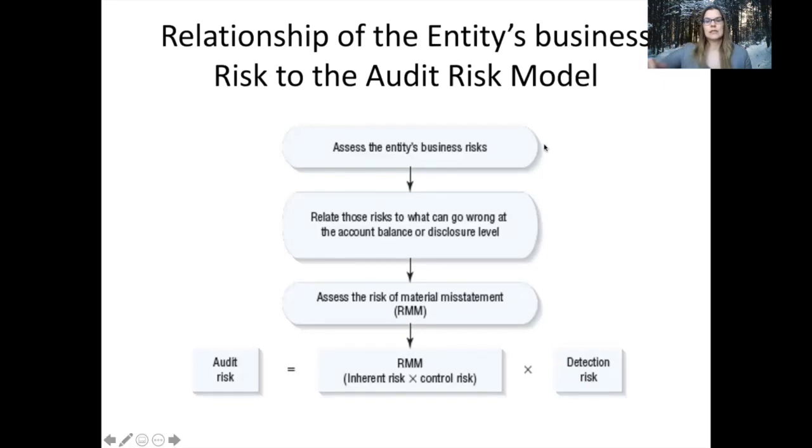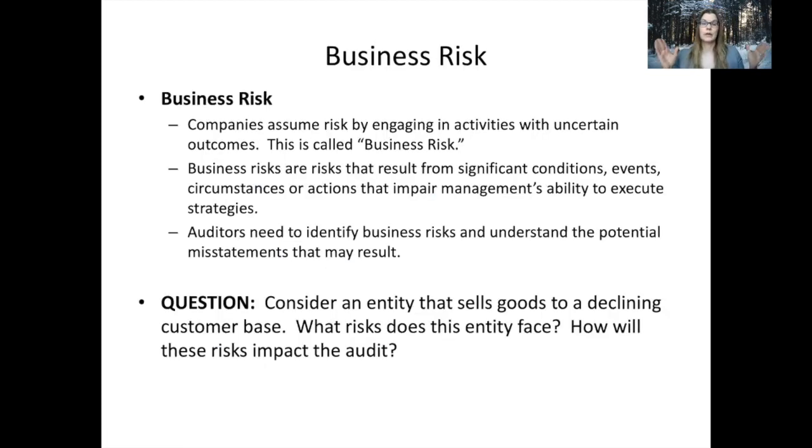Well, it's actually starting off at a slightly higher level because we want to understand the entity's business risks, then think about how those risks can go wrong at an account level, and then we'll use these risks we identified to help us assess RMM and also help us assess engagement risk if there's anything relevant there, which will help us determine our audit risk. For example, we would want to understand what business risks are associated with this particular engagement.